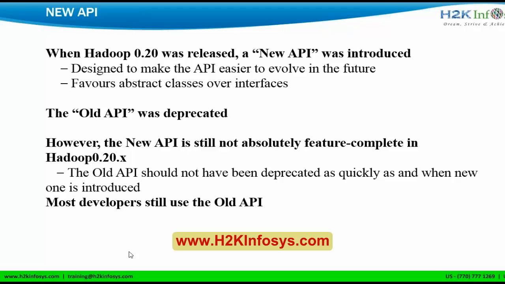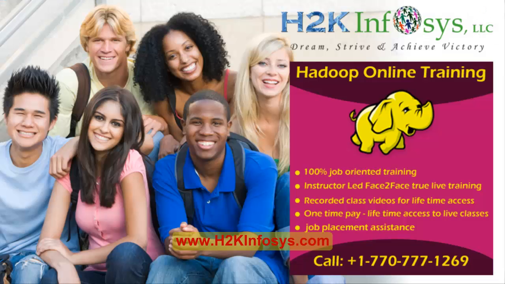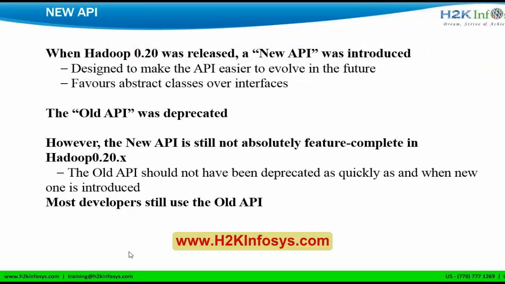Coming to the second point, it favors abstract classes over interfaces. In the sense, we can add a method to our abstract class without breaking older implementations of our class. So adding new classes is much easier here. And here mapper and reducer themselves are abstract classes. But in the older API, you would write it as extends with implementations. Here the mappers and reducers are written in a different way. We will see it in our next slide.